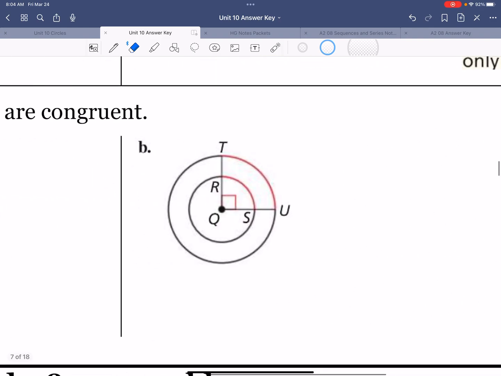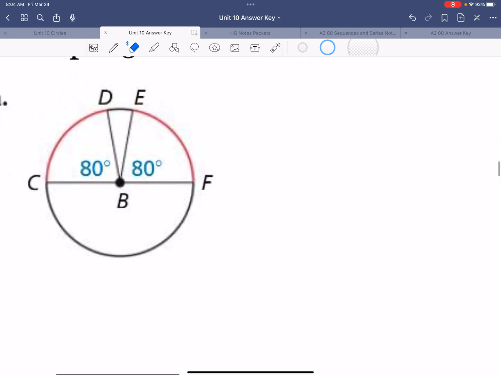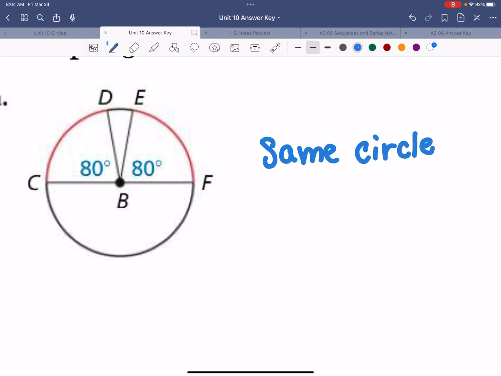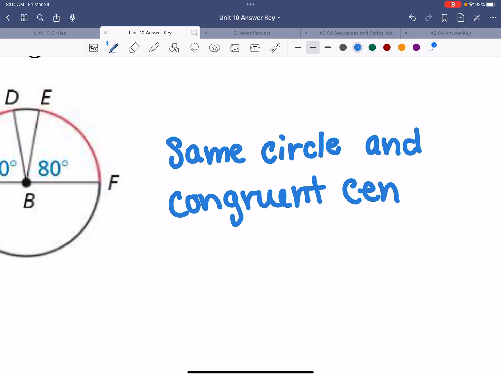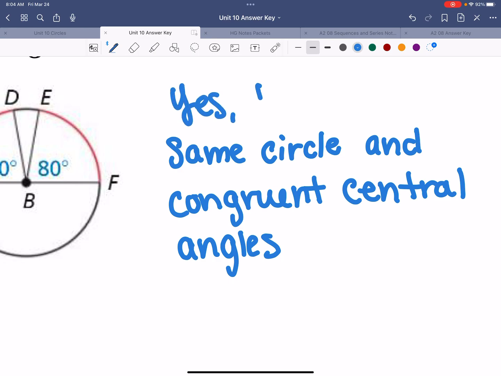So looking at these two problems here, looking at this first one, I'm trying to determine if the red arcs are congruent. In this case, I have the same circle, and I have congruent central angles. So it is yes because of that.